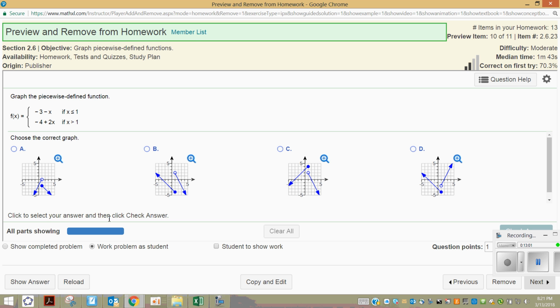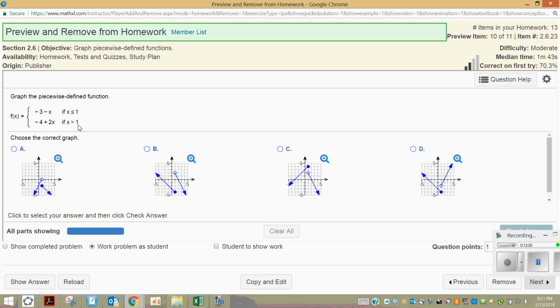Graph the piecewise defined function. Okay, again, now this one's a little tougher. There's a lot to choose from here. It looks like all of the dots are where they're supposed to be on x equals positive 1, so I'm not so concerned about where the beginning of each piece is. They're all in the right place. So now I'm just concerned with which pieces are correct.